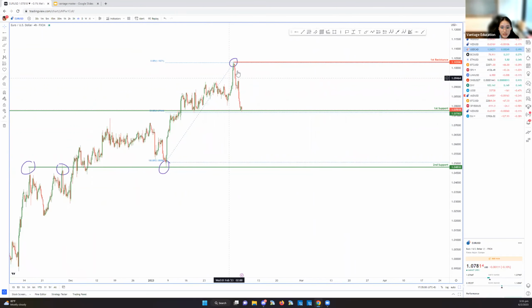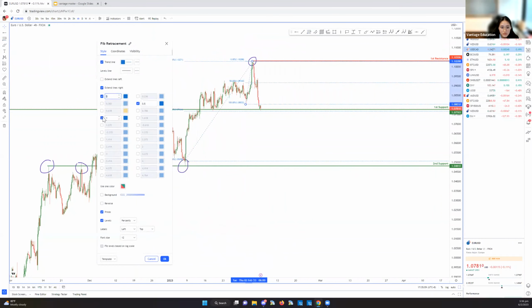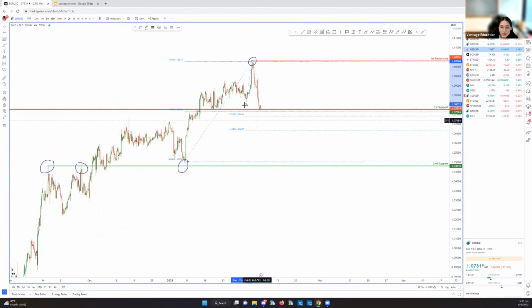So over here, I can see an inverted 90 tick. So let's see if we can find any levels. For an inverted 90 tick, we're looking for the above 100 levels, so 127.2 and 161.8. In this case, we can also see that the 127.2% Fibonacci level lies together with our first support and the 50% Fibonacci retracement.